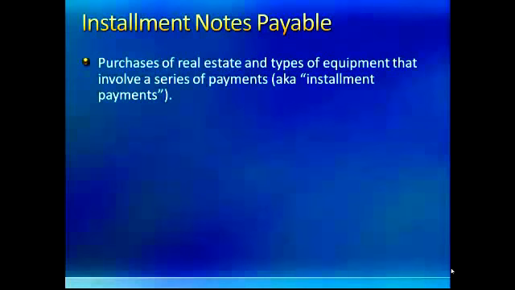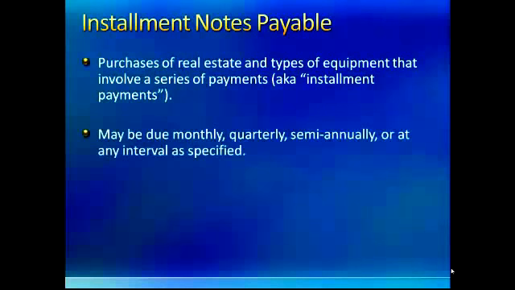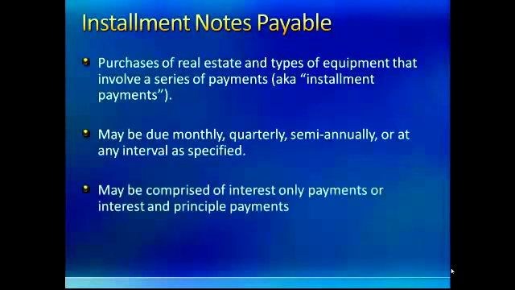So let's walk through an example of an installment note payable. This is a note payable that's requiring a series of payments to pay the note off. And this is an example of how a mortgage would work. Let's say you purchase real estate or a type of equipment and it involves a series of payments. Could be due monthly, quarterly, semi-annually, or at any interval specified by the contract. For a mortgage payment, it's normally monthly. And it is generally comprised of interest and principal, but it could be an interest-only loan. Some loans out there are really where you're only paying interest, you're not making any dent in the principal.